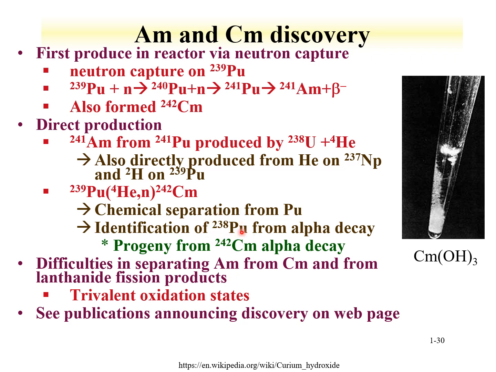The chemical separation from plutonium was achieved, and the curium-242 decayed to plutonium-238. They understood the energies and the half-life of plutonium-238. If they saw something decay to it, and they knew that it decayed by alpha, you actually had a genetic relationship. So you could clearly identify a produced isotope from something that had an alpha decay. They did have difficulty separating americium and curium from the lanthanide fission products. They all have the same trivalent oxidation state. And on the web page, there's an announcement on the discovery of these elements.